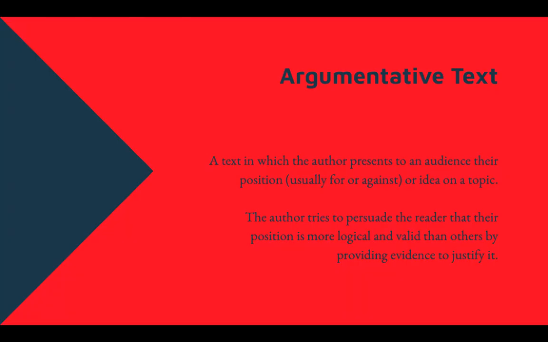First off, to define argumentative text, this is a text in which the author presents to an audience their position, which is usually for or against, or their idea on a topic. They can just present an idea and try to argue that their idea is a good one, or they can give you their position saying, I am for this or I am against this, and again, argue that position. The author tries to persuade the reader that their position is more logical and valid than others by providing evidence to justify it. Those techniques that we're going to talk about later are about how they try to provide that evidence to create a better argument.